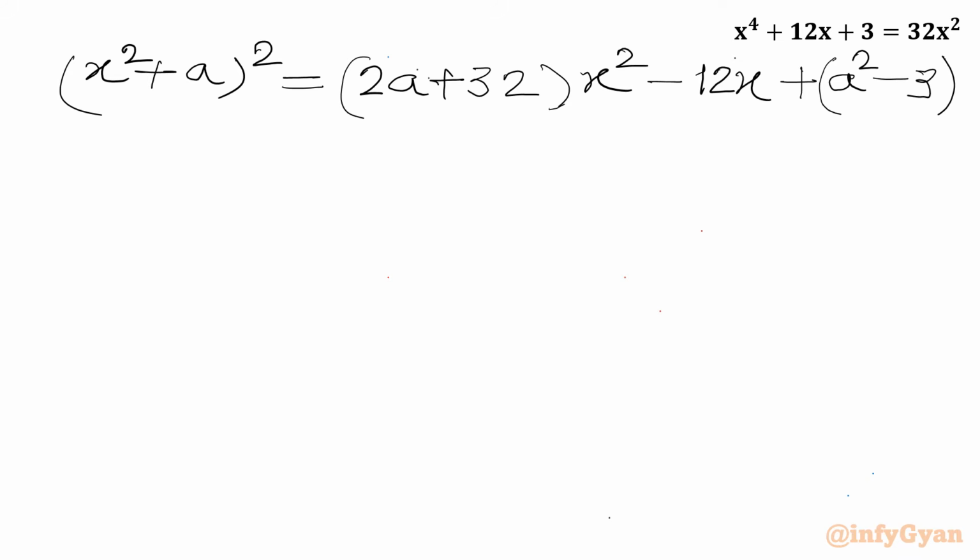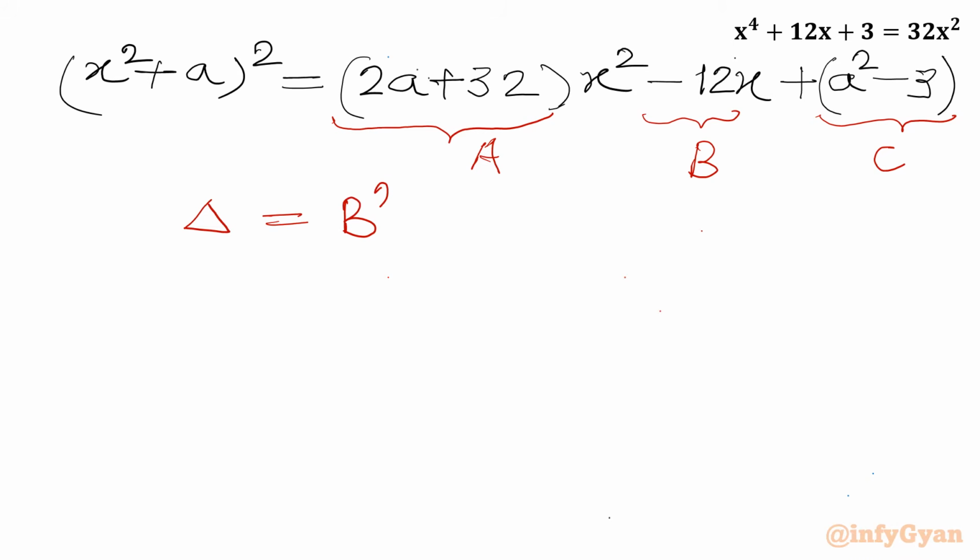Let us write once again. Now the left hand side is one perfect square. For x to be real, the RHS must be one perfect square. So I will consider the coefficient of x square as capital A, the coefficient of x as capital B, and this constant as C. So we can conclude the discriminant, b square minus 4ac, should be equal to 0.